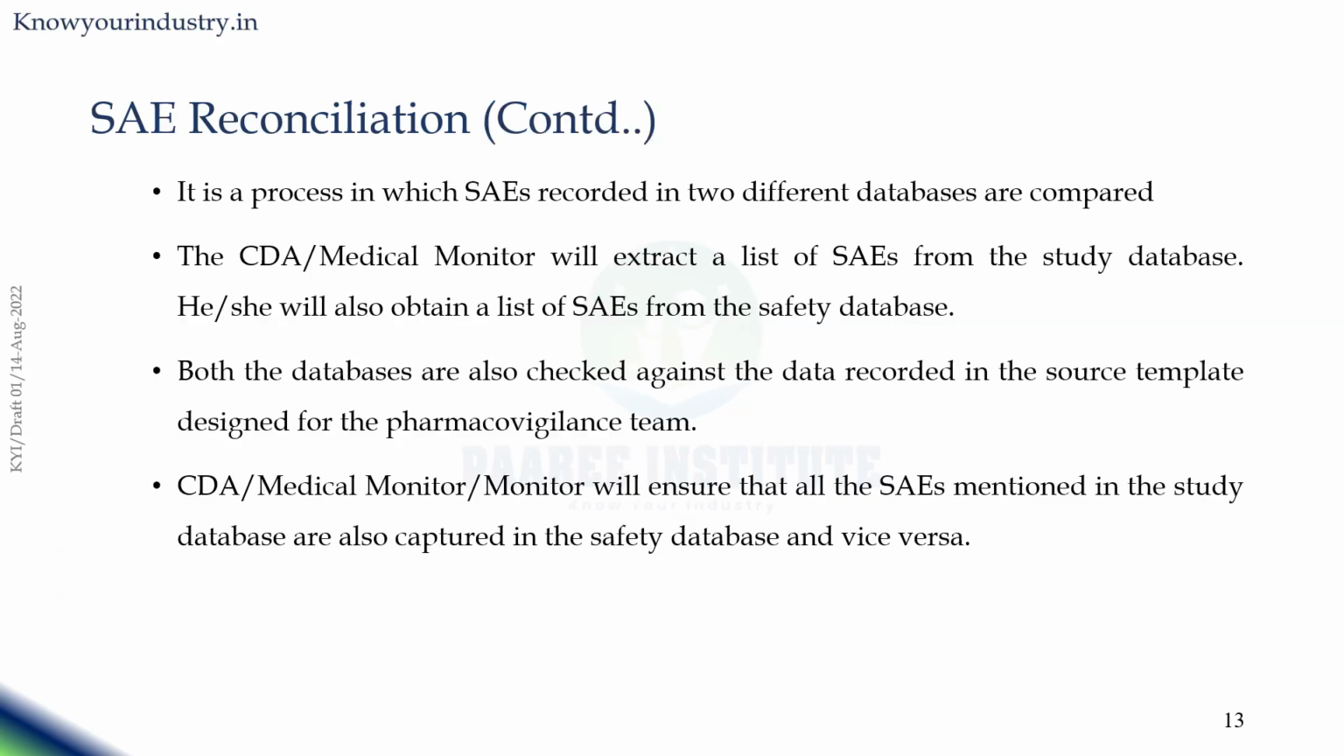It is a process in which an SAE is recorded in two different databases and compared. They include your study database and the safety database. The CDA or the medical monitor will extract a list of SAEs from the study database and also obtain a list of SAEs from the safety database. Both databases are also checked against the data recorded in the source template designed for PV. The monitor will always provide an assurance that the data captured in the study database and safety database are as per the source template.